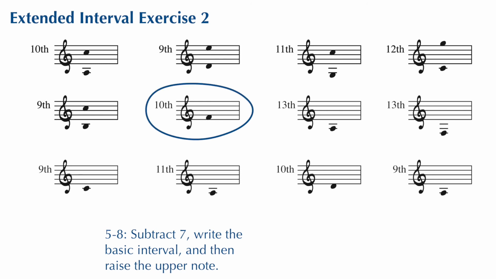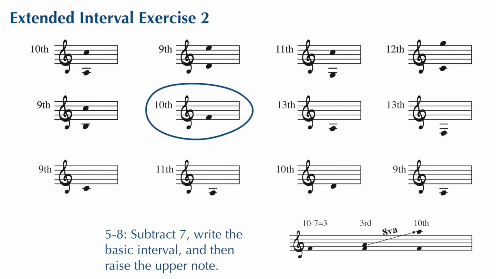Number 6, we're going to write a tenth above this F. We want to write a tenth, so we subtract 7 from 10 and we get a third. So we write a third above F, which is this A. Take that A, raise it an octave, and we have our tenth from F to this A above the staff.